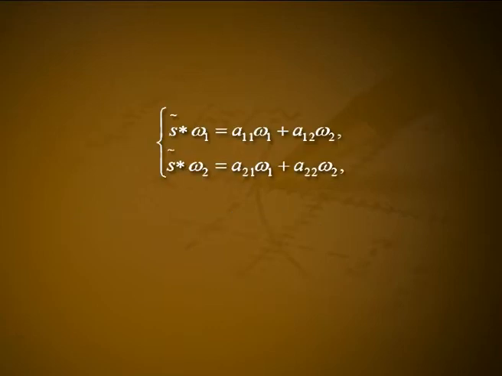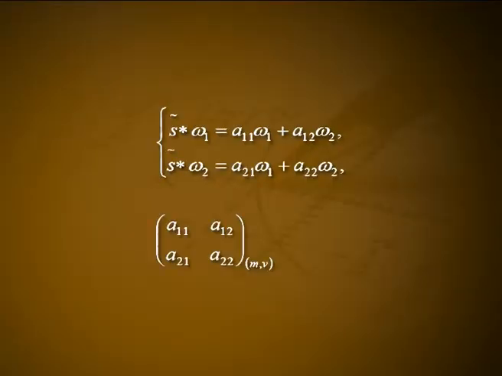S tilde star omega 1 is equal to A11 omega 1 plus A12 omega 2, and S tilde star omega 2 is equal to A21 omega 1 plus A22 omega 2. These are equation 2, where the Aij are smooth functions on Sm such that the matrix A11, A12, A21, A22 at mv is the matrix for dsm relative to the basis set v, iv for T of M, m.